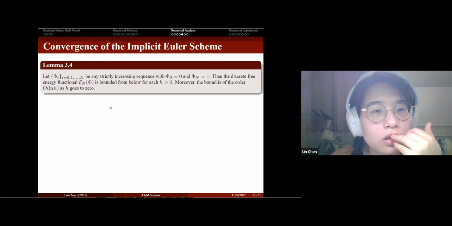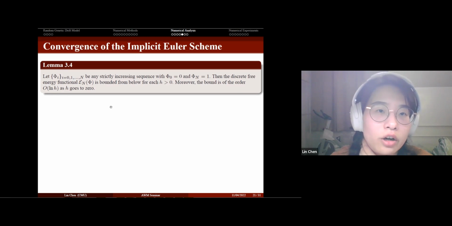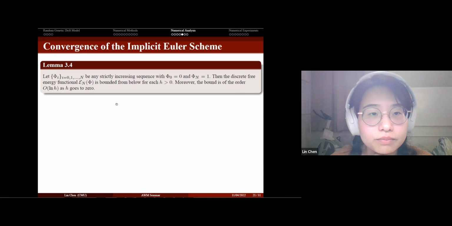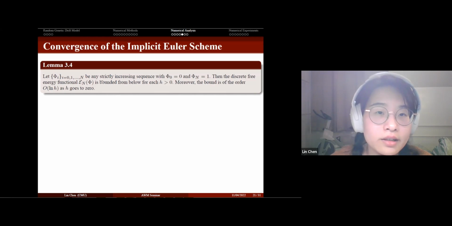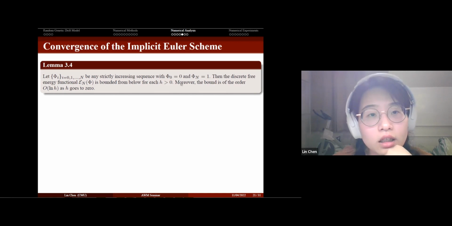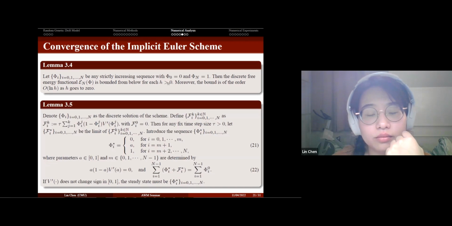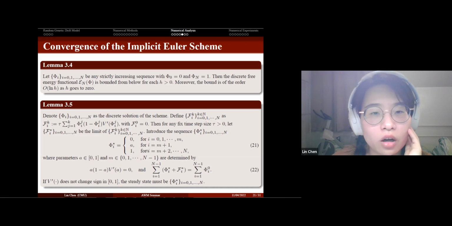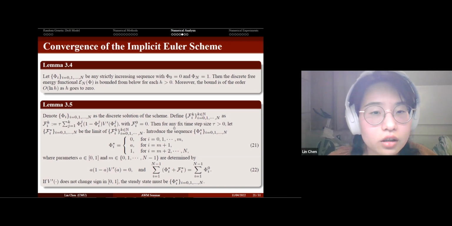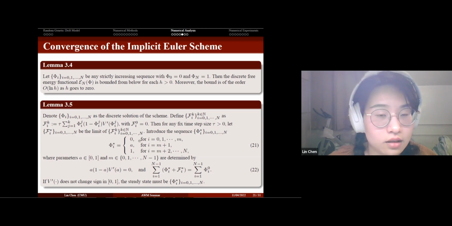And later on, we want to prove our main theory, the convergence of our implicit Euler scheme. First, we prove that if phi is an increasing sequence with a boundary condition, then the energy is bounded from below for any positive step size, which means that we have the existence of a steady state. And we want to show that our steady state is a step function with this form here. So we can define some discrete formula as this one, and we can prove that our steady state can be expressed as the step function.